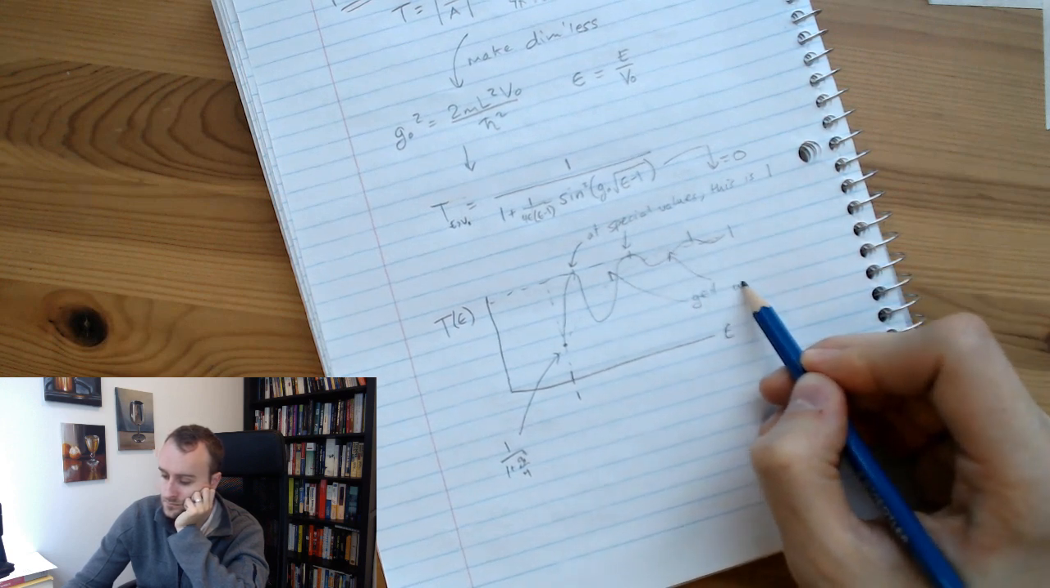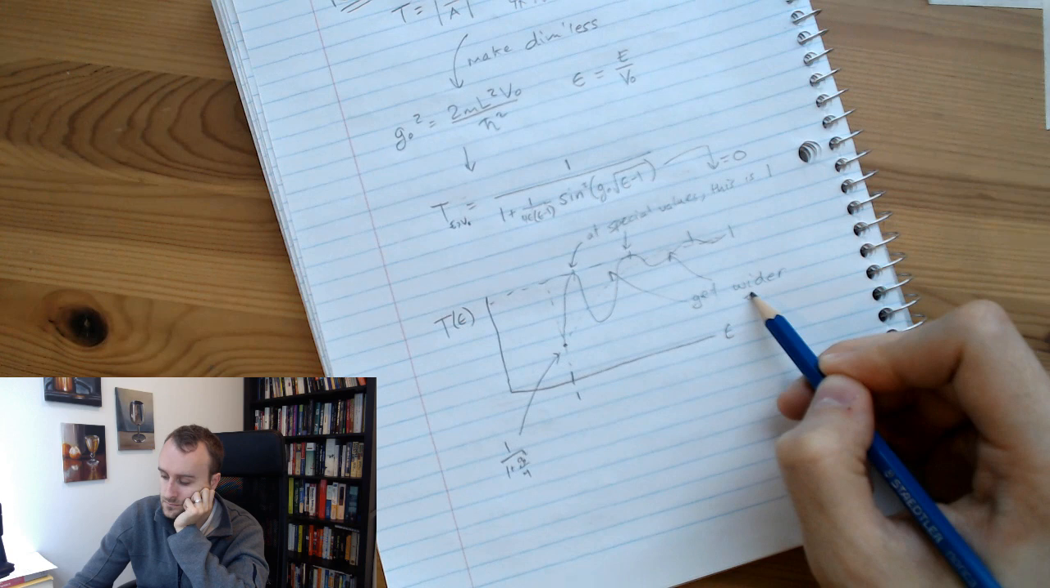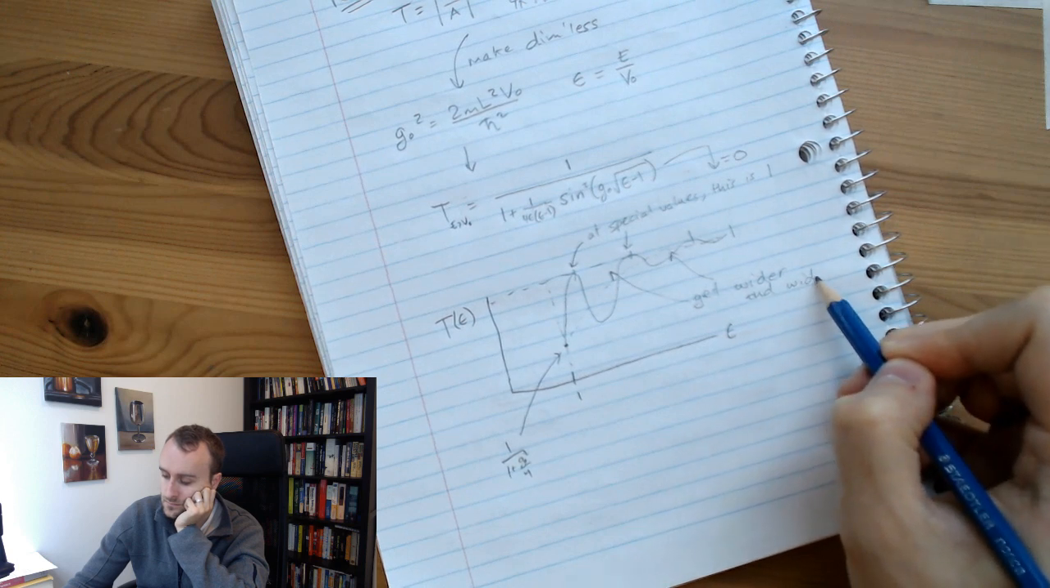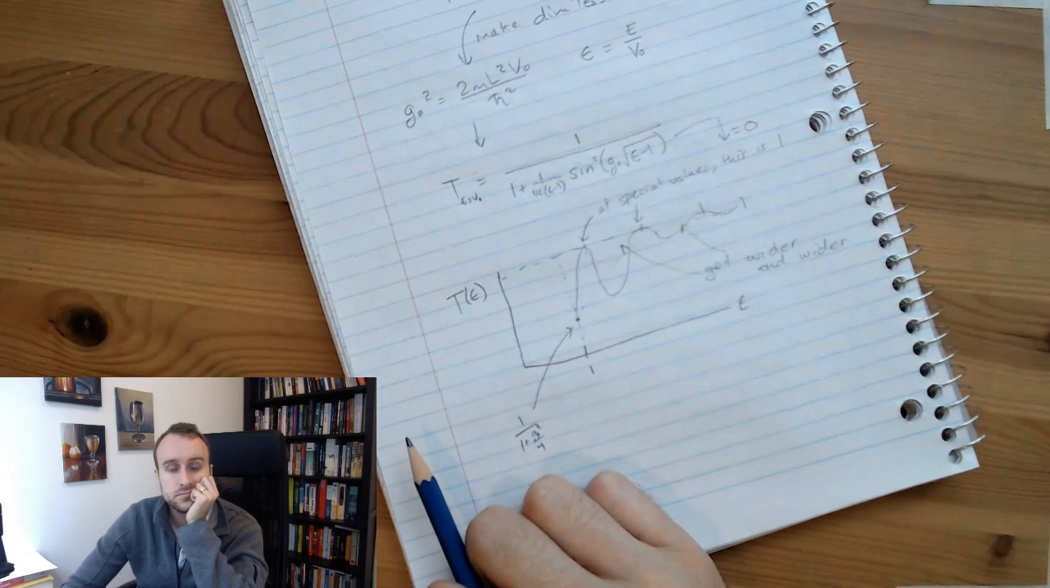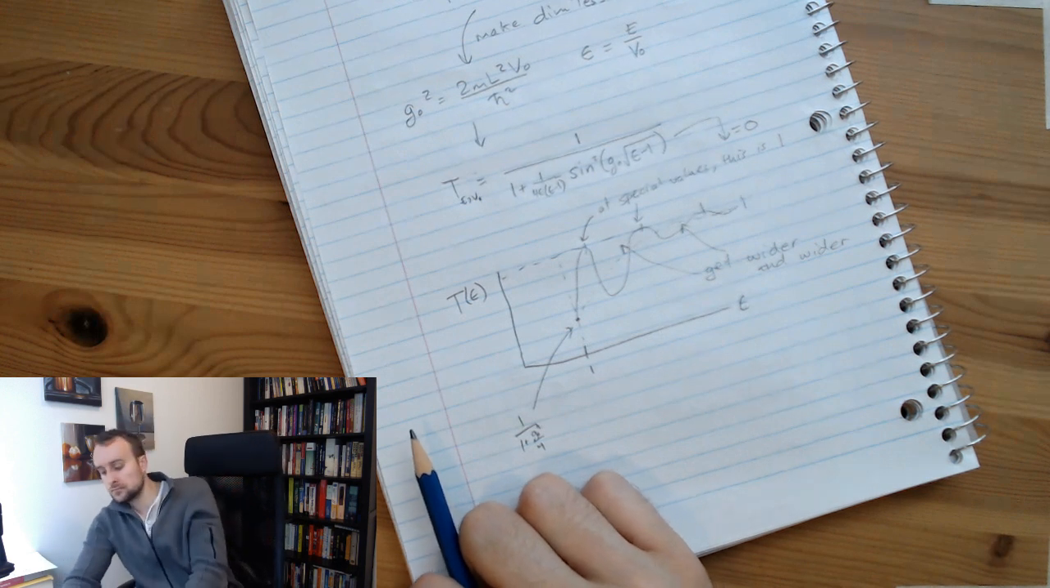And if you sort of squint, this roughly does what we expect from the step barrier. However, something really special is happening at special values of epsilon. We're getting perfect transmission. We get perfect transmission at these points. T is equal to 1. Perfect transmission at all these points.